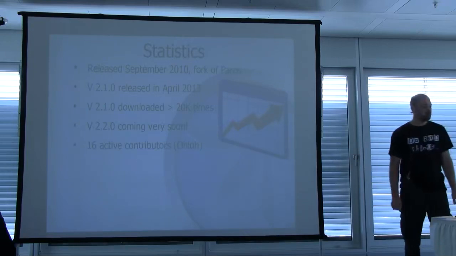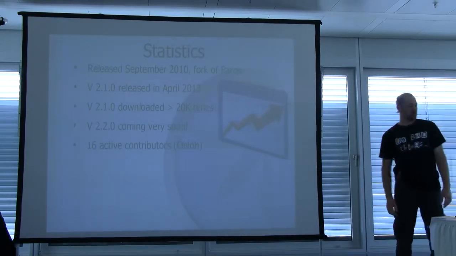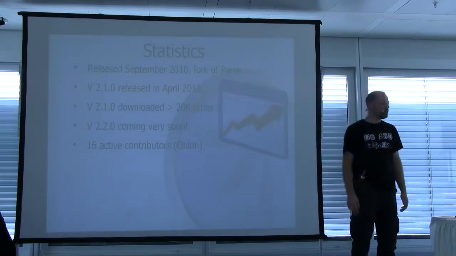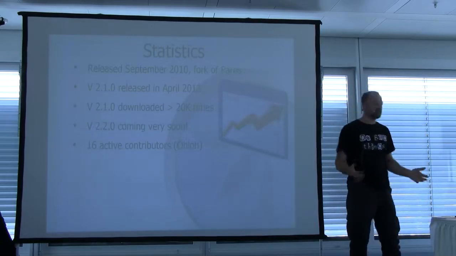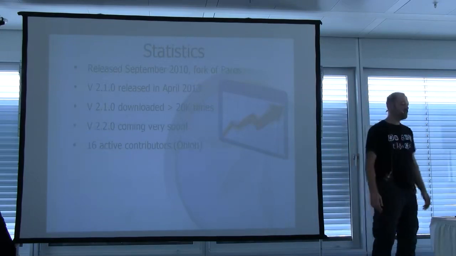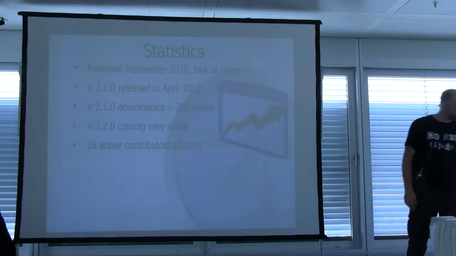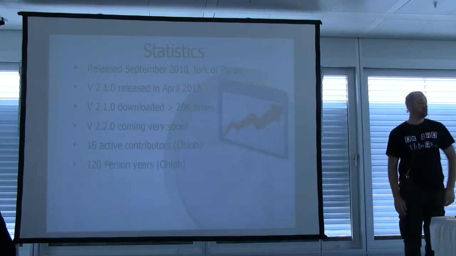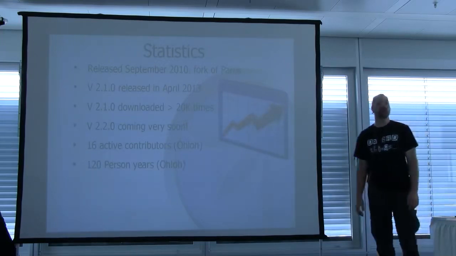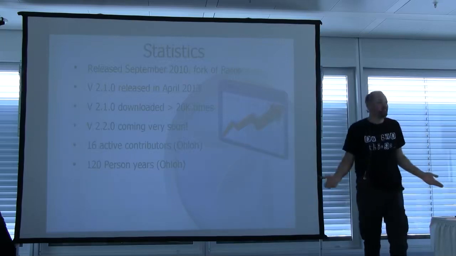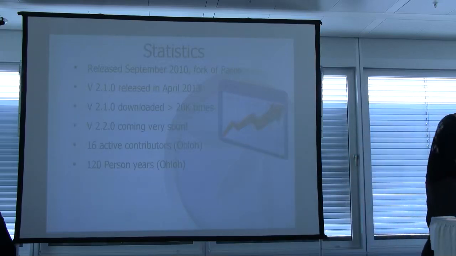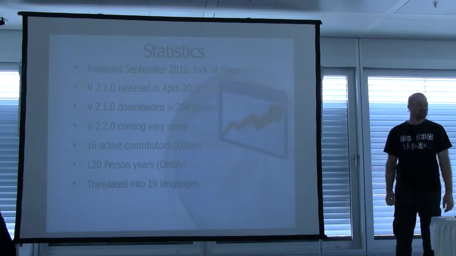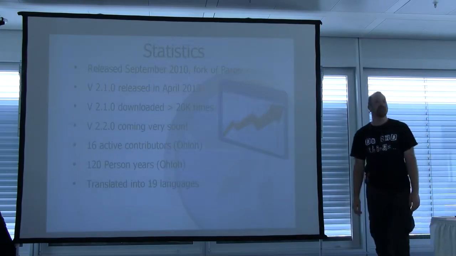I don't know if you've seen this site, Ohloh, I think, I don't know how you pronounce it, but there's a site that tracks open source projects, so I pulled some statistics from there because it's kind of useful. According to that, we have 16 active contributors. Many more people have contributed, but 16 active ones. And apparently it took 120 person years to develop. I haven't spent 120 person years on it, I assure you. But it has been translated into 19 languages, and that's something I'm really proud of.